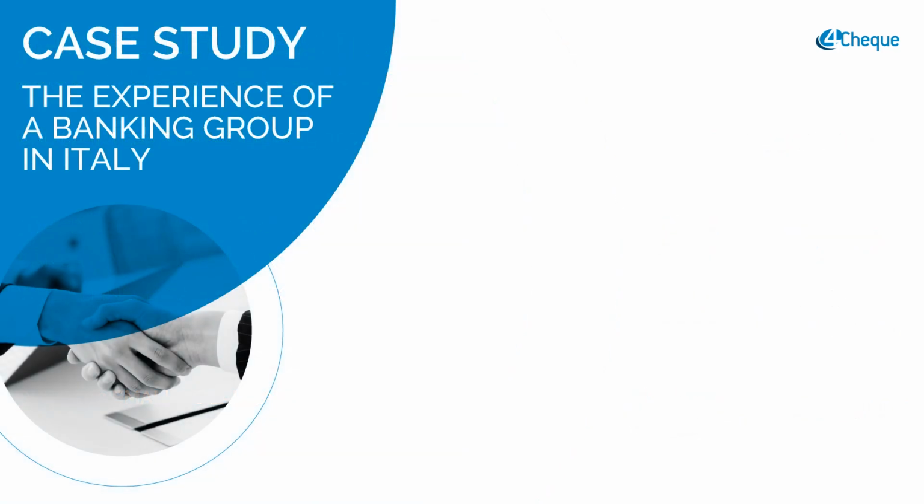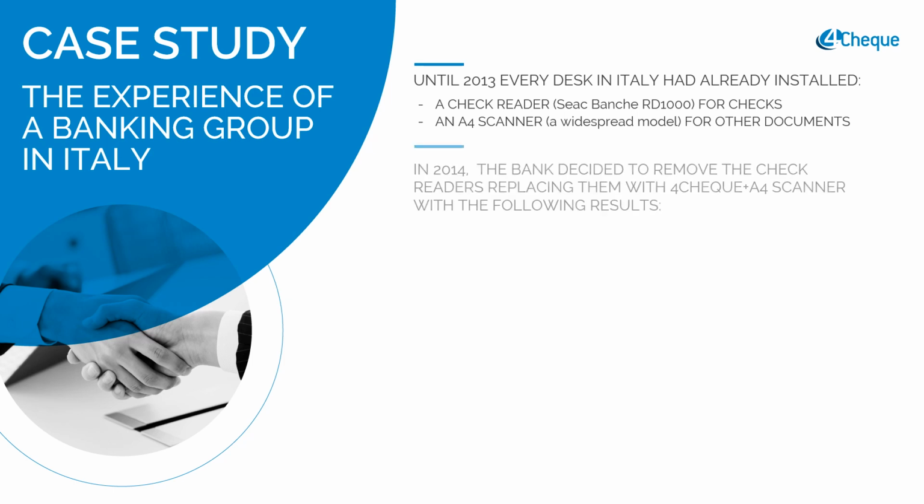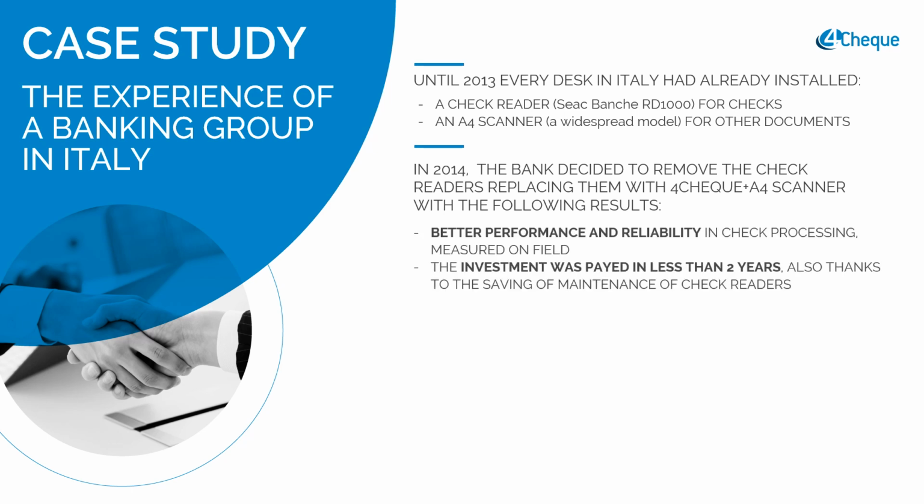I would like to share with you an important Italian case history of a medium-large banking group. At the beginning, until 2013, the bank was using at the same teller a SEAC Bank check reader to read the code line of the checks and an A4 scanner to treat all the other documents. In 2014, the bank decided to replace all the check readers just using 4Cheque with the existing A4 scanners, obtaining even better performance and reliability in the check processing.